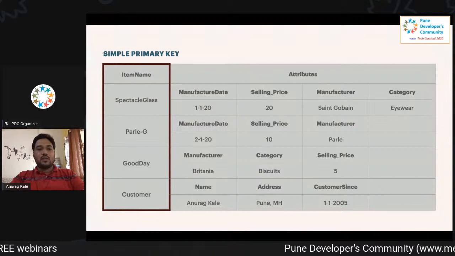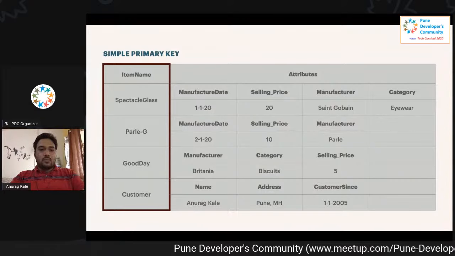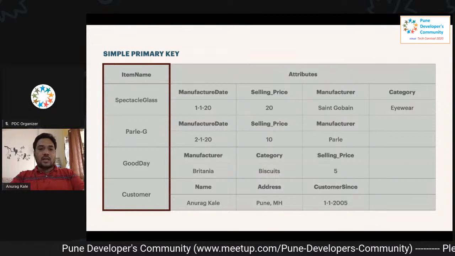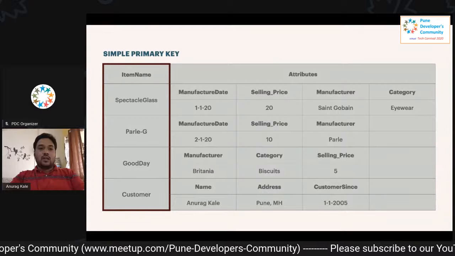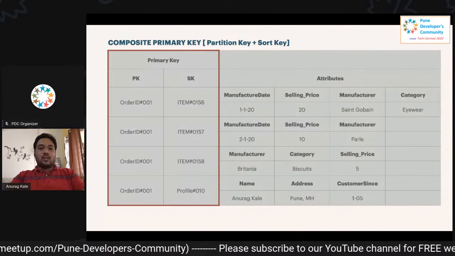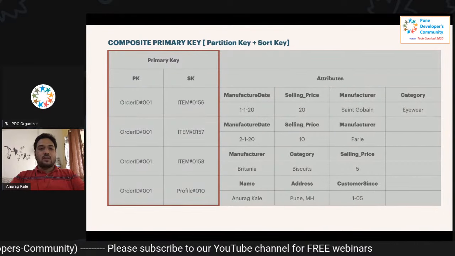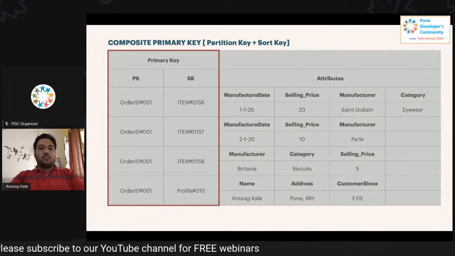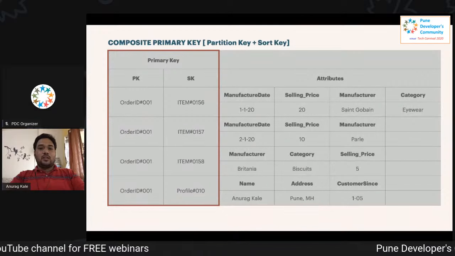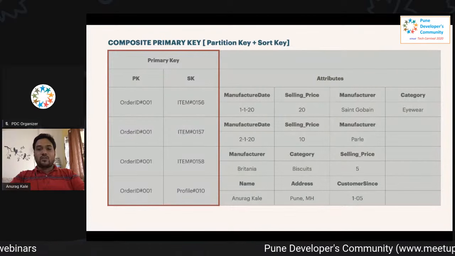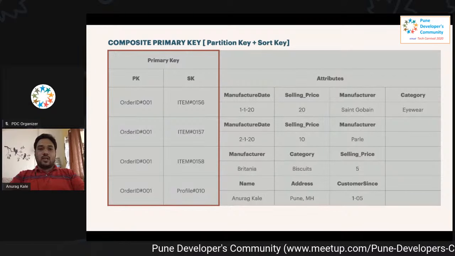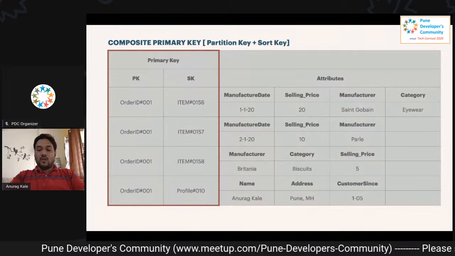There is a simple primary key, wherein this item name that you saw here acts as a partition key. And there is also something called a composite primary key, wherein you will have a combination. Your primary key will be distributed into partition key and sort key. Now let's talk for a moment about what a partition key and a sort key mean.